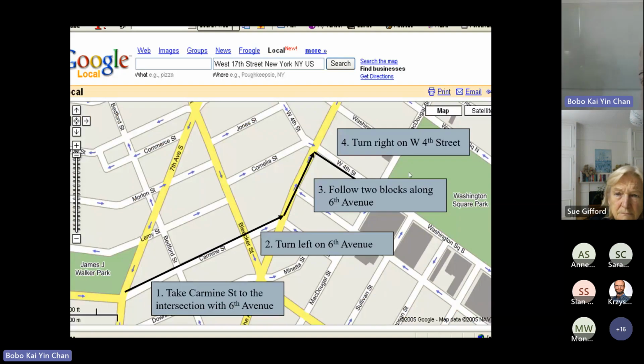To illustrate another technique, I'm using a not really instructional example, but let's say you get a map showing how to get from one point to another point in New York City in this case, with some arrows and some explanations of what to do at each point.